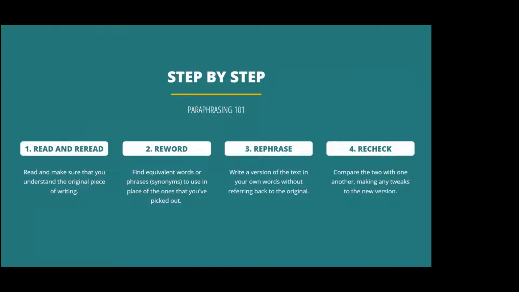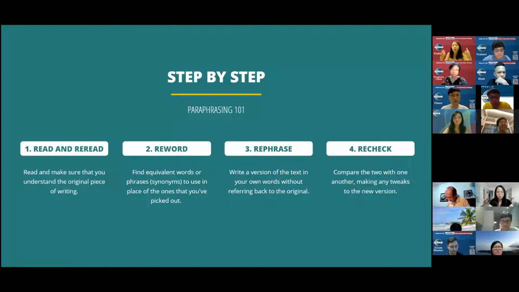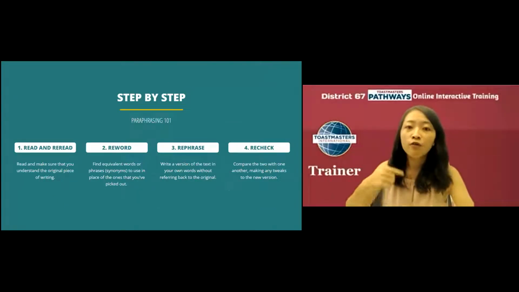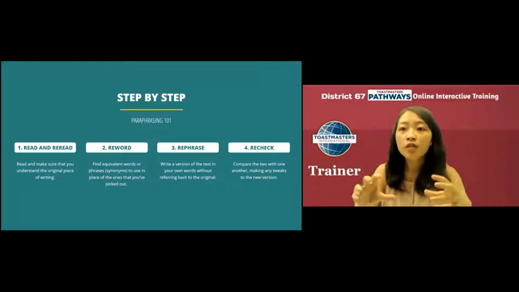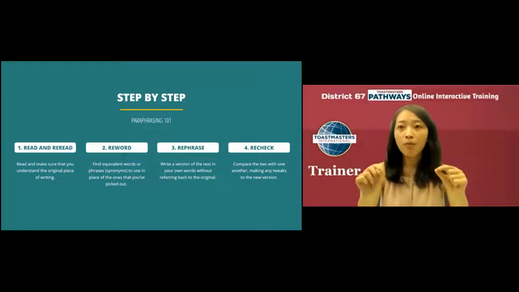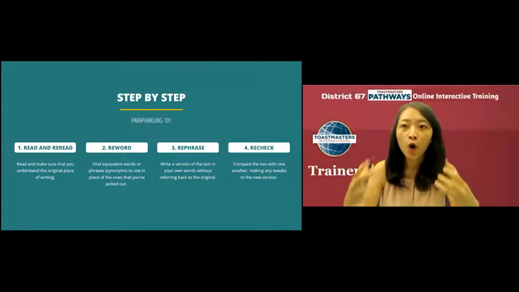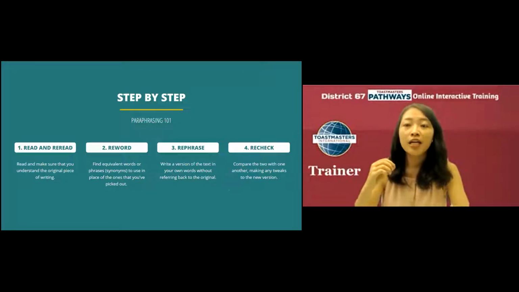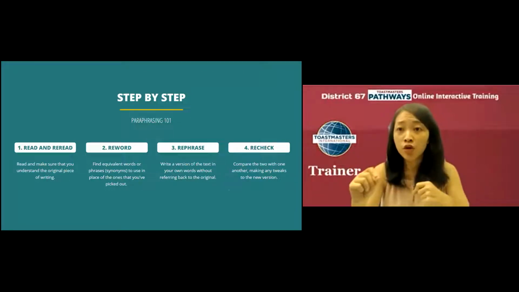What does it mean by reading and rereading? It means you have to read until you understand what the original text or the original speech is about. Second, you can move on to rewording. You have to find the equivalent words or synonyms that you can use to swap out the words in the original text. And then the third step is where you come up with your own paraphrase. That is when you can change the sentence structure and have a different grammar structure. I can show you examples later.